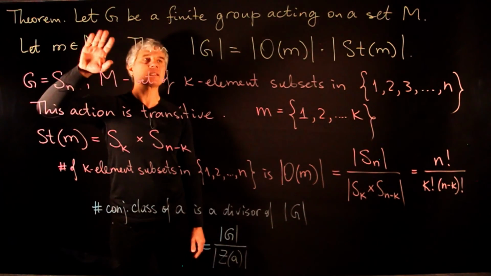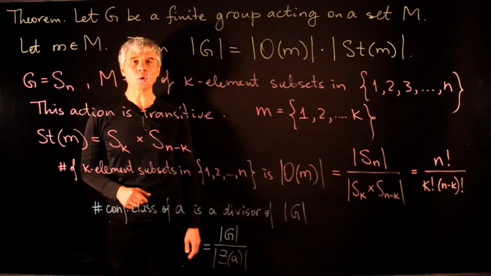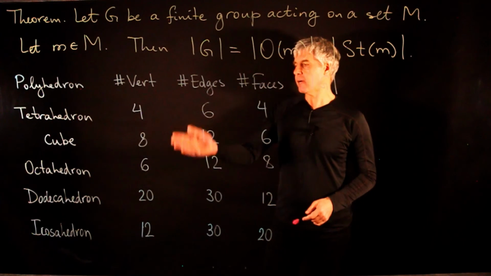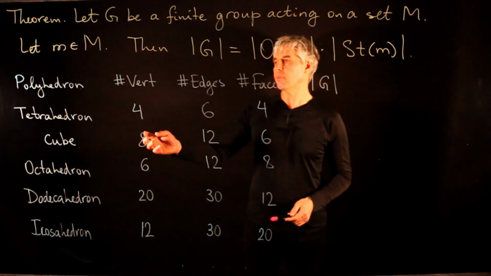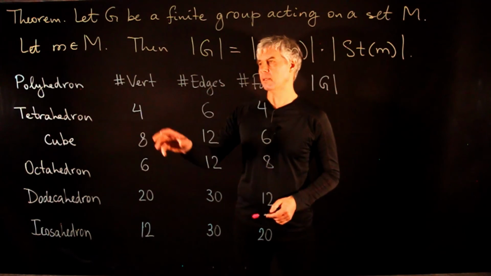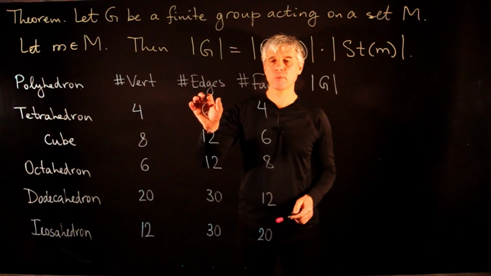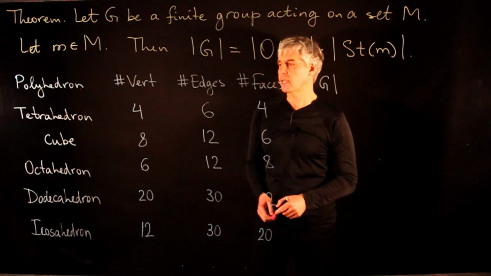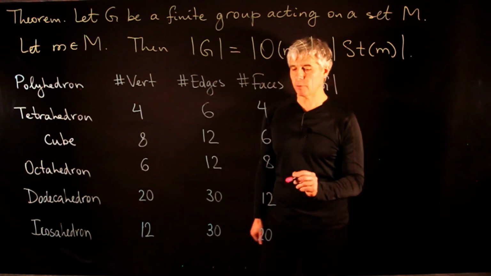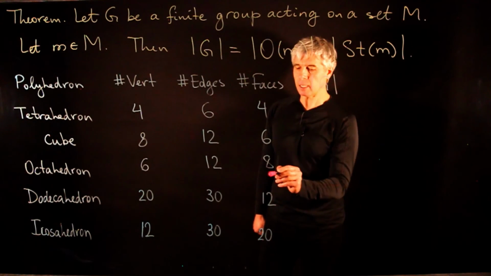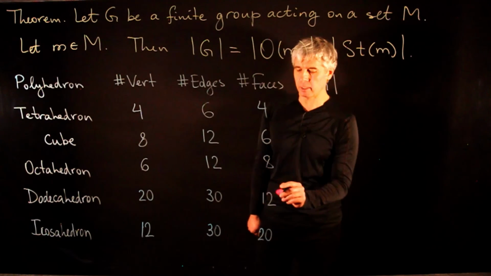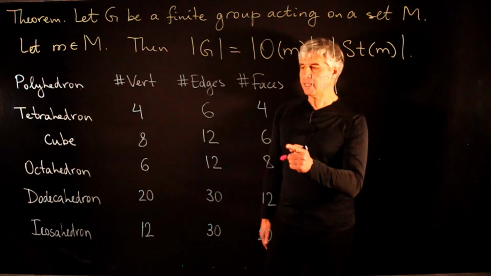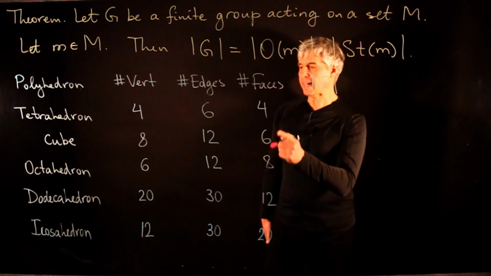Finally, let us use this theorem to compute orders of symmetry groups of regular polyhedra. We have 5 regular polyhedra in 3-dimensional space. And with each of them, we associate the following combinatorial data. So we can count the number of vertices, the number of edges, and the number of faces. The names of the polyhedra come from the number of faces. So octahedron has 8 faces, and dodeca is 12, so dodecahedron has 12 faces. We see that there is also a numerical duality here.